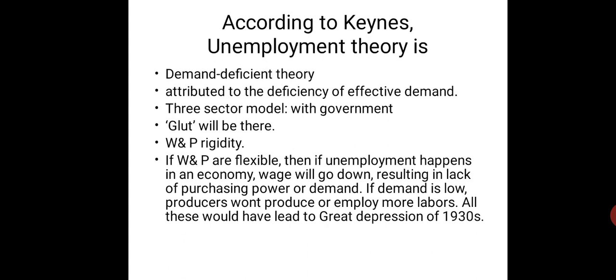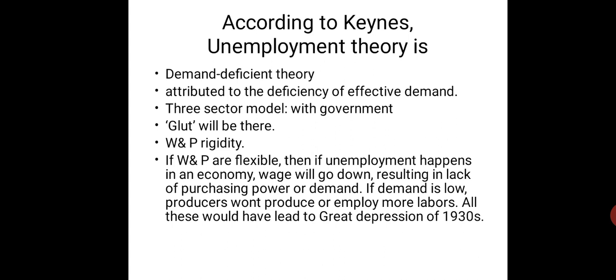It's a demand deficient theory according to him, and according to him, unemployment happened because of deficiency of effective demand, and there can be overproduction. Supply creates its own demand cannot actually fit in. If that happens, then glut or overproduction will happen. If wages and prices are flexible, then unemployment still happens in an economy, because if wages go down, what happens?